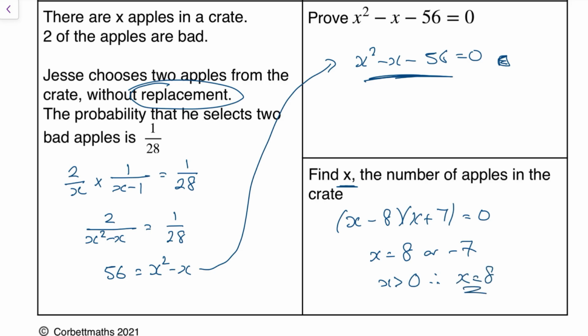Then always go back, quickly check you've done the question. So find x, the number of apples. I've done that. Sometimes it might say find the number of bad apples, or it might say find the number of whatever it might be. But the point is, quick check of the question at the end.